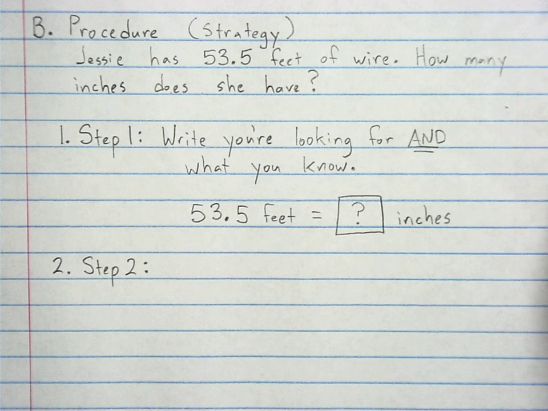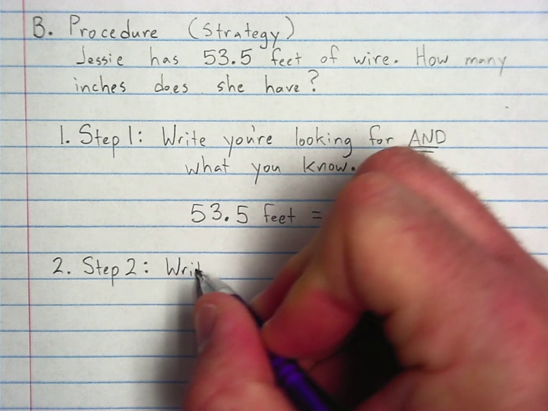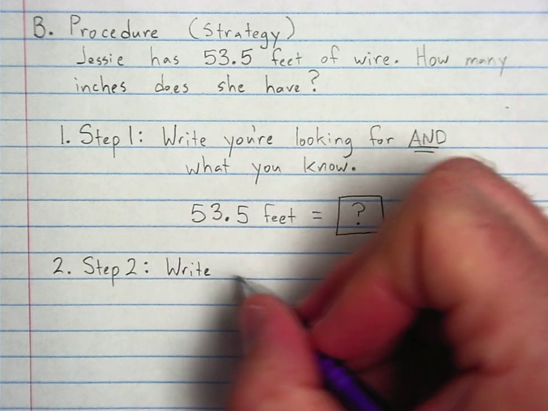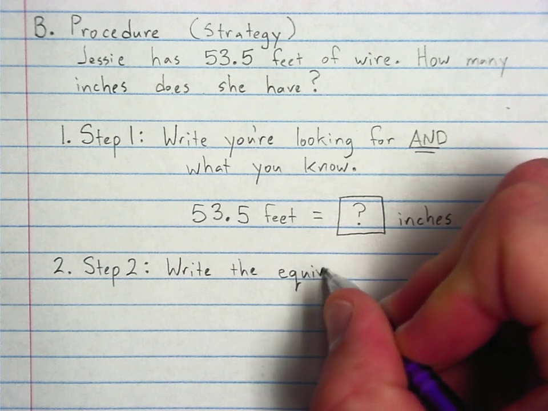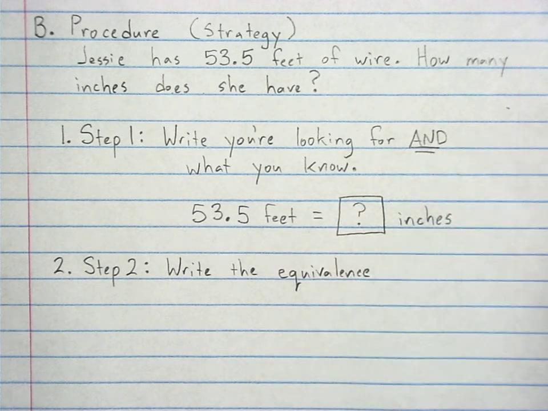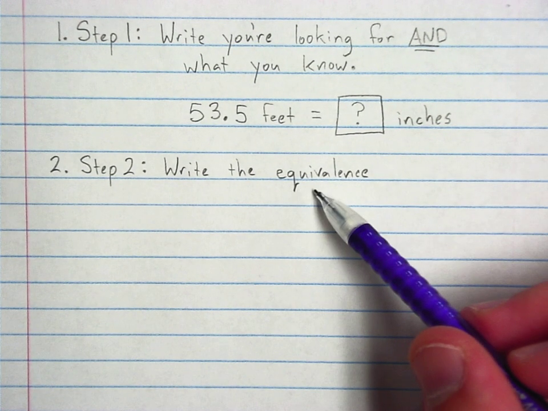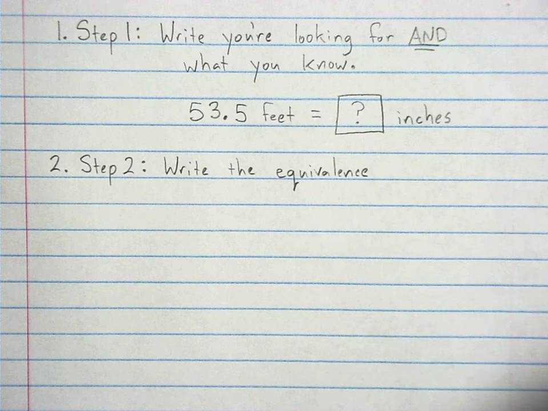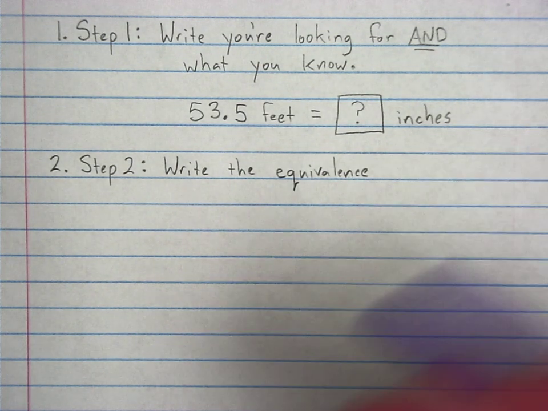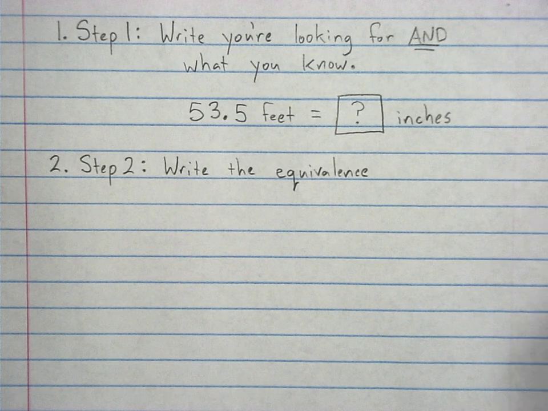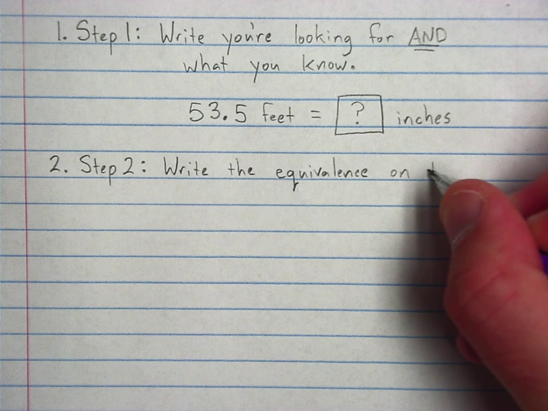Okay. For step 2, what we're going to do is write the equivalence. Now, I could have given this to you as a vocab word, but I'm hoping because it has "equa" in there, we can remember that basically we're writing an expression, an equation, something that's equal that we already know. Write the equivalence on top.